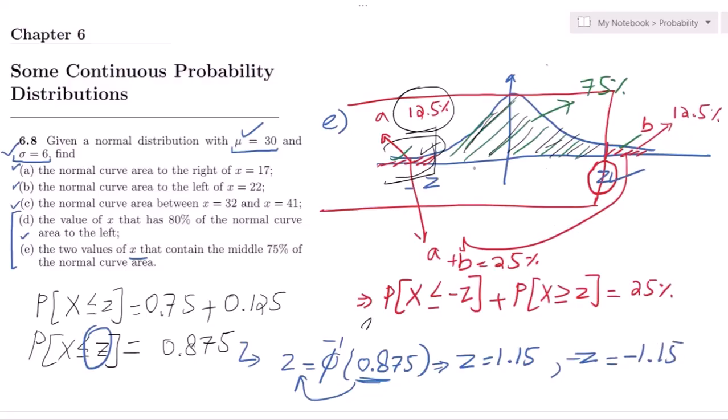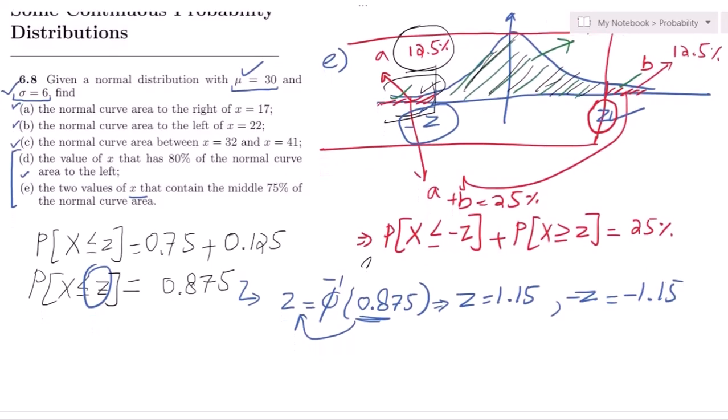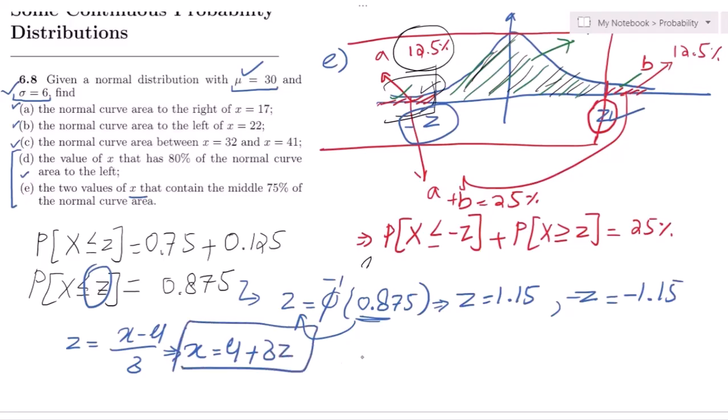So these are the two values which are here. So this is minus 1.15 and this is 1.15. In order to find the value of x from them, we have the formula, and that is z equal to x minus mu divided by sigma. Now in order to find the value of x from it, it was mu plus sigma z. This is what we have found in our previous question.